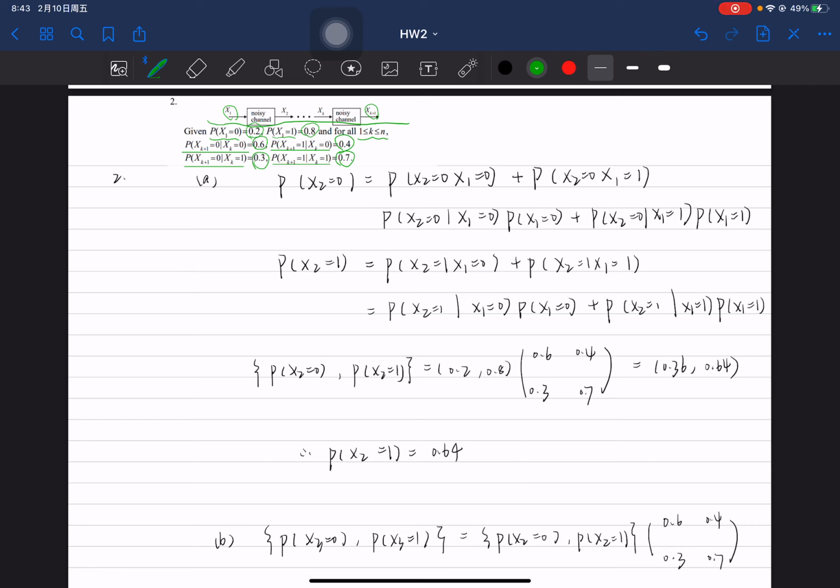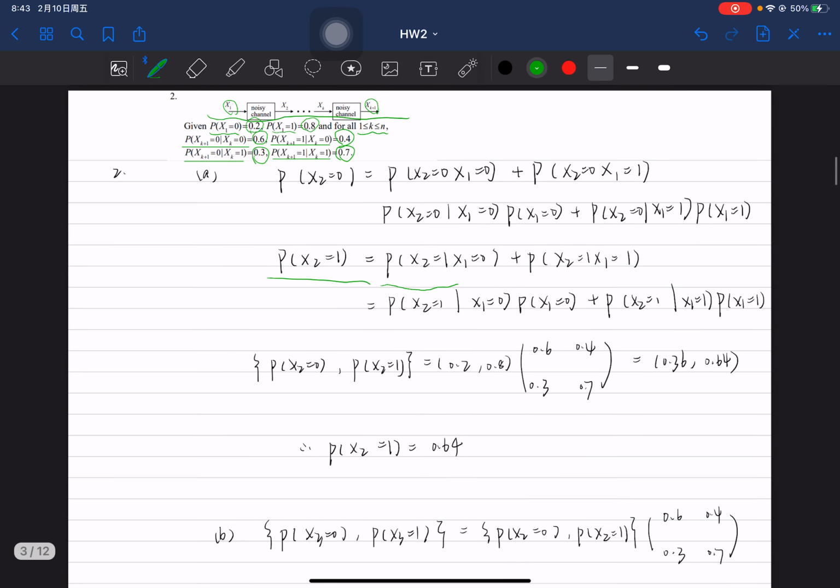For question A, we need to find the probability of x2 equals 1. The probability of x2 equals 1 is the probability that x2 equals 1 and x1 equals 0 both occurred, plus the probability that x2 equals 1 and x1 equals 1 both occurred.